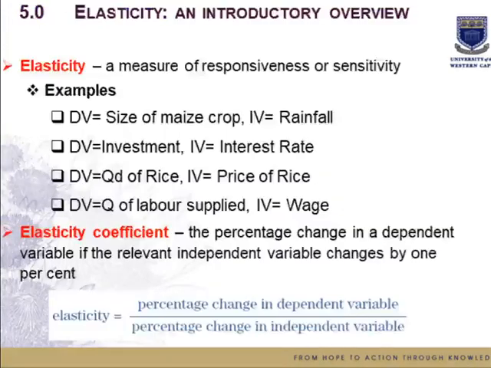Elasticity is a measure of responsiveness or sensitivity. That is, when two variables are related, we often want to know how responsive or sensitive is the first variable to changes in the second variable. For example, the size of maize crop depends on the rainfall, ceteris paribus. But then, if we experience a drought in the Western Cape, we would like to know how then this maize crop size is going to change if rainfall changes by 1%, ceteris paribus.